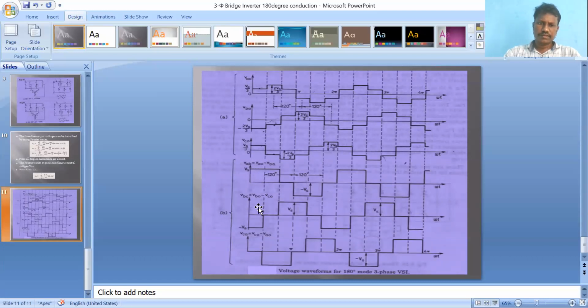Then Vbc is equal to Vb0 minus Vc0. Then Vca is equal to Vc0 minus Va0. So like that, already you know the phase voltages, we calculate the line voltages, and the waveform is like this. So it is the operation of 180 degree conduction of three phase bridge inverter.